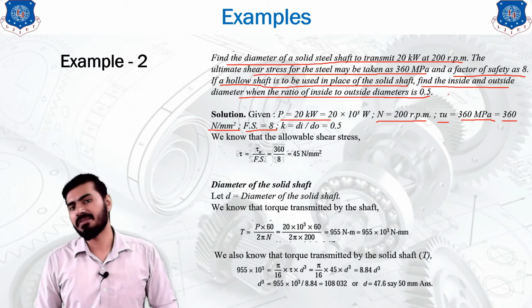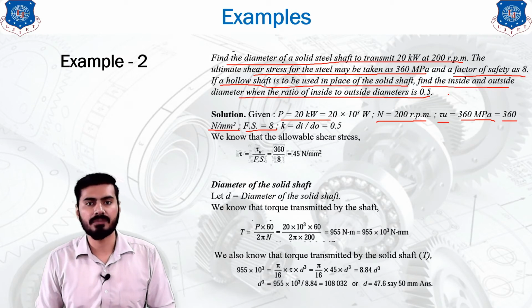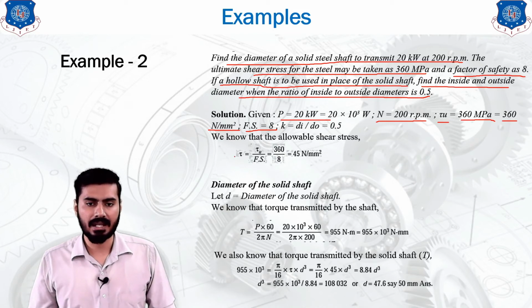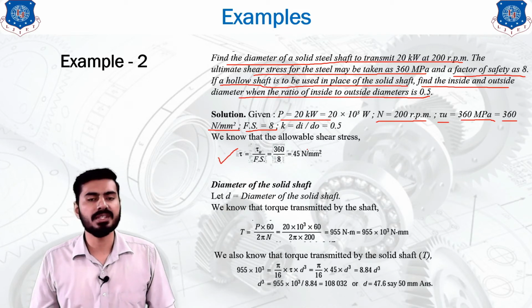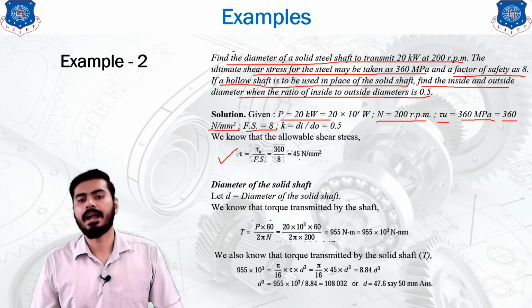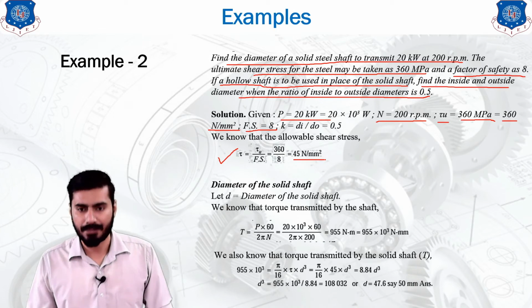So the first step that we need to do is to find out the allowable shear stress for the material from the factor of safety. So factor of safety is 8 and allowable shear stress can be calculated using this equation, that is the maximum stress upon factor of safety, and by simplification you will get the answer of 45 Newton per mm square.